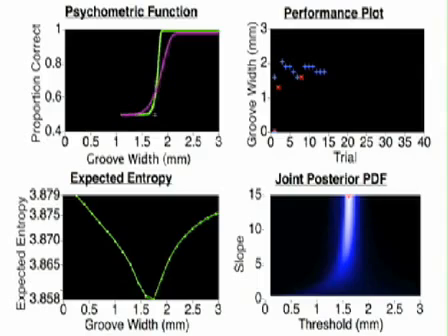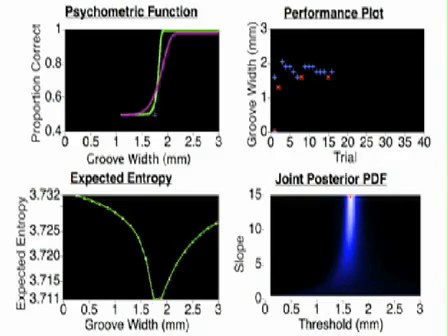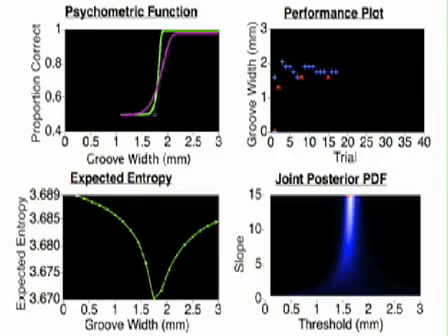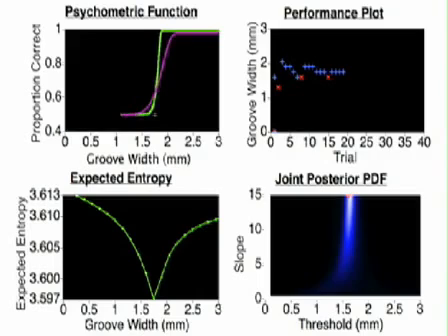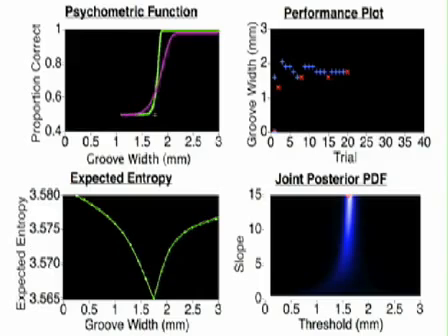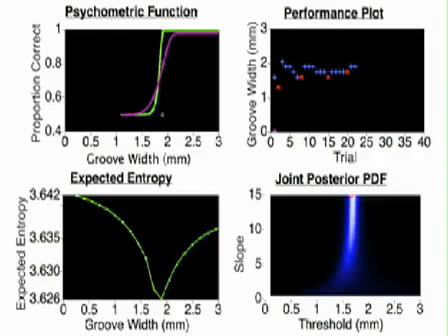As the experiment progresses, we learn from the subject's answers that some of these functions are more likely than others. The uncertainty, or entropy, of the probability distribution decreases. To determine which stimulus piece to present next, the algorithm calculates the expected entropy for each of the groove widths after each completed trial. This is shown in the bottom left plot. The groove width with the lowest expected entropy will be presented to the subject. This groove width is indicated by a white cross in the upper left plot.